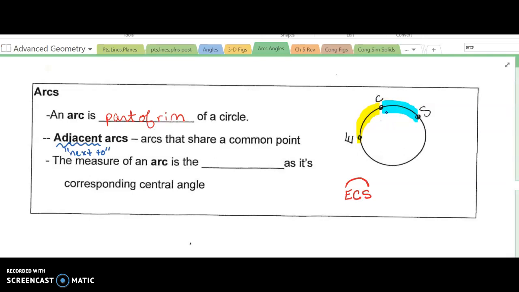And something else that's new to us, so EC and CS were an example of adjacent arcs, is that the measure of an arc is the same as the measure of its corresponding angle. So remember our angle BTW a minute ago? That was a central angle. So here's another central angle. And if this angle is like maybe 170 degrees, I'm just making that up, then this arc would also be considered to be 170 degrees. They're the same.